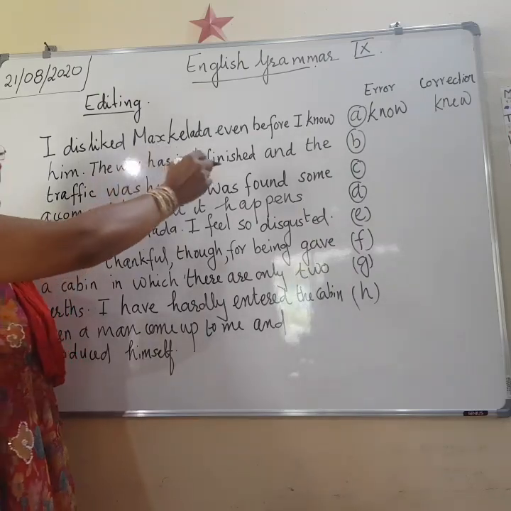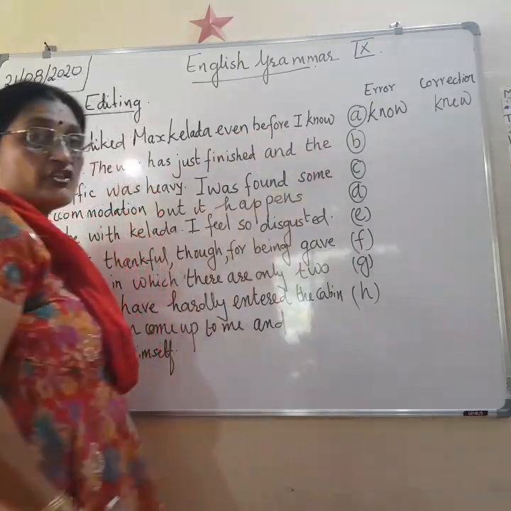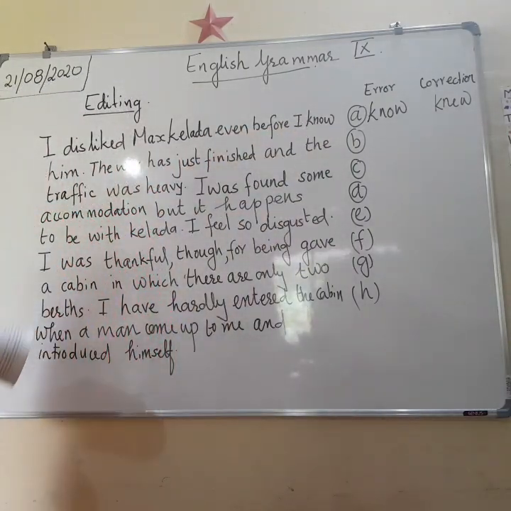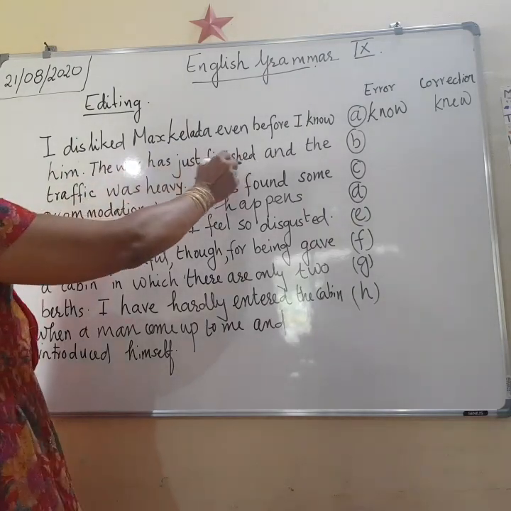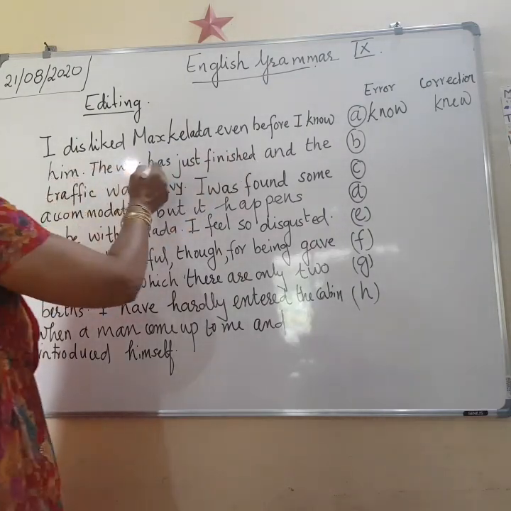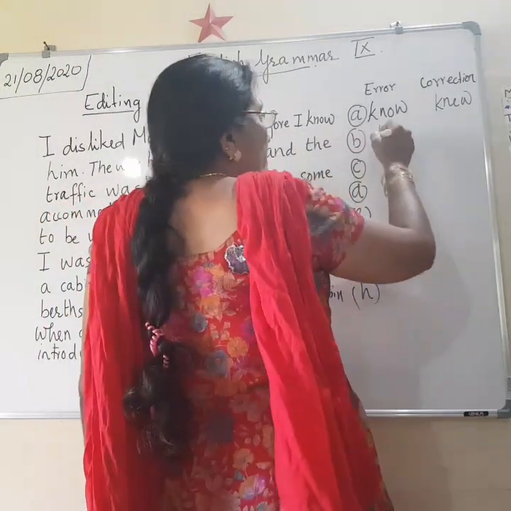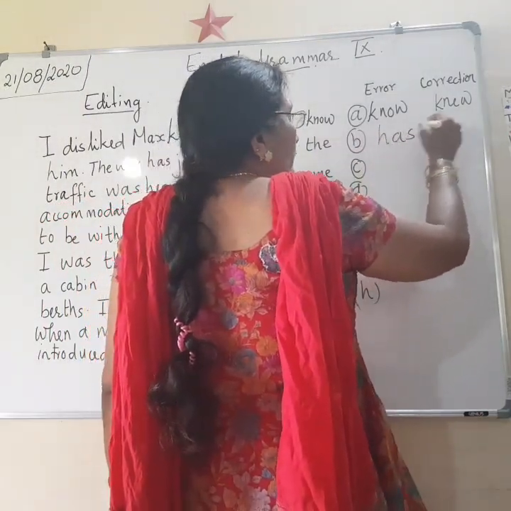Did you understand that this exercise is simply based on tenses? So the incorrect tense is used in each line. Second line you read: the war has just finished and the traffic was heavy. It is a completed action. So which is the incorrect word here? Has. Which will be the correct word? Had.